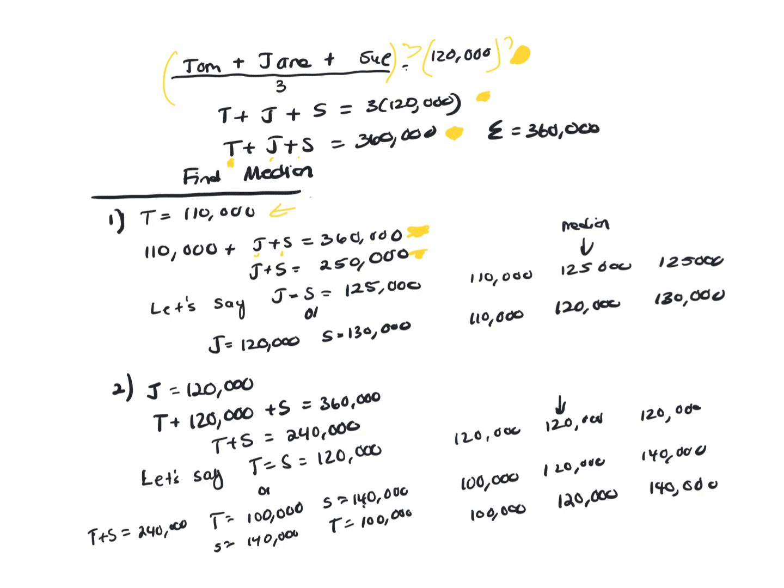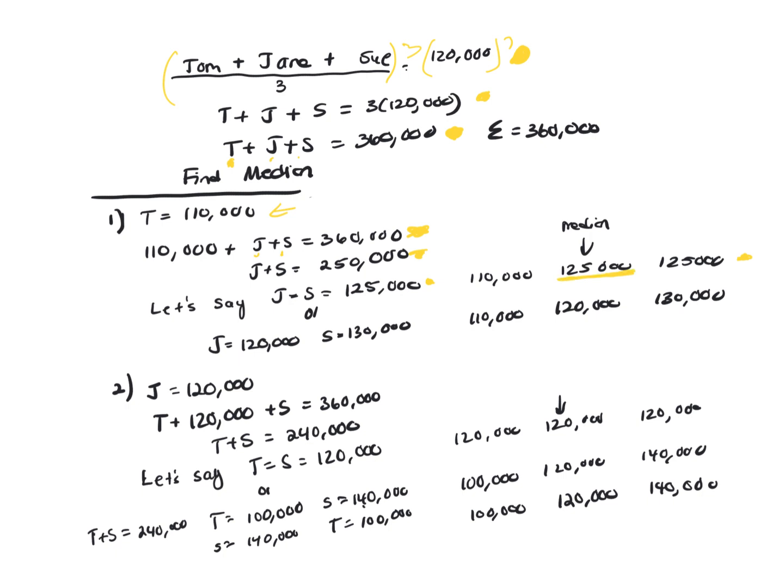We know when you sum the two, J plus S, it has to give you 250. So I said, what if we let J equal S equal 125? Because 125 plus 125 is going to give you your 250. So over here, look at the median. I took those three numbers, 110,000, 125,000, 125,000, and put them in increasing order, and your median would be $125,000.